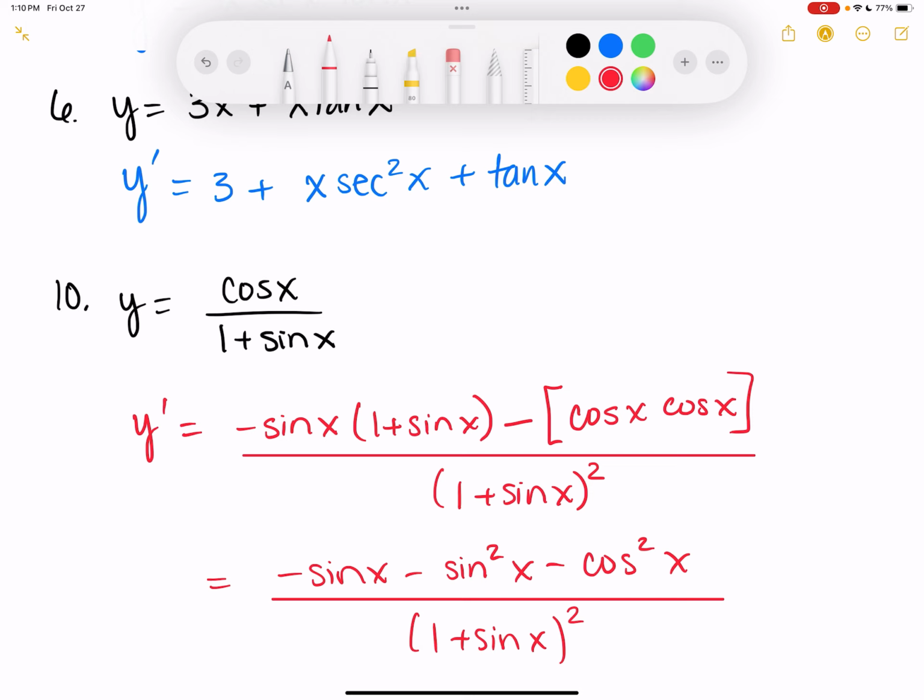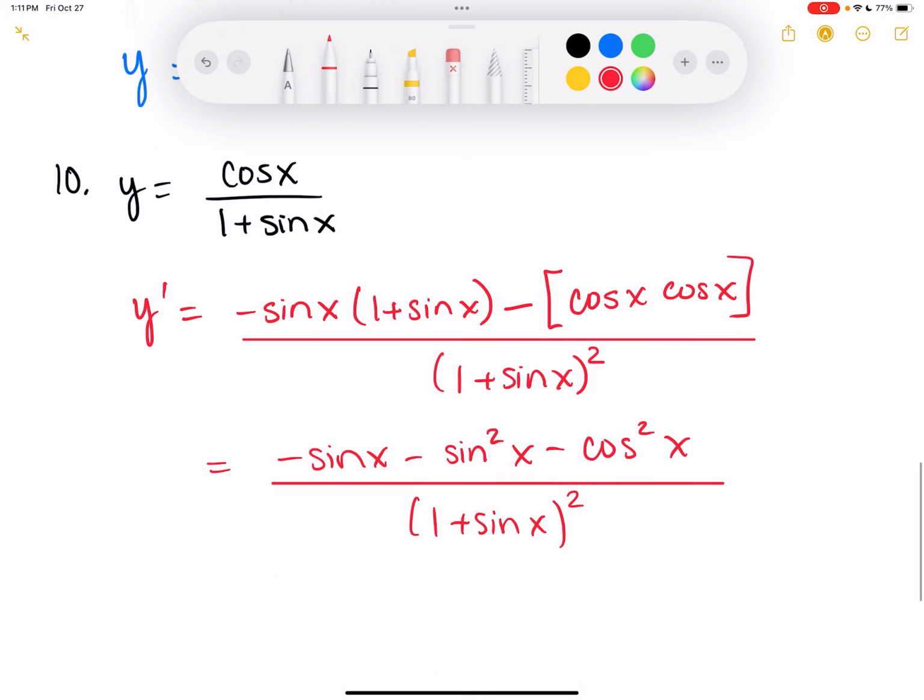Now what? Isn't the bottom a trig identity? Maybe, but don't do that yet. You can factor that. Factor what? Sine squared x and cosine squared x is also a trig function, I think. Yes, but is that sine squared x plus cosine squared x? So what can I do? Factor out a negative 1. Yeah, there you go.